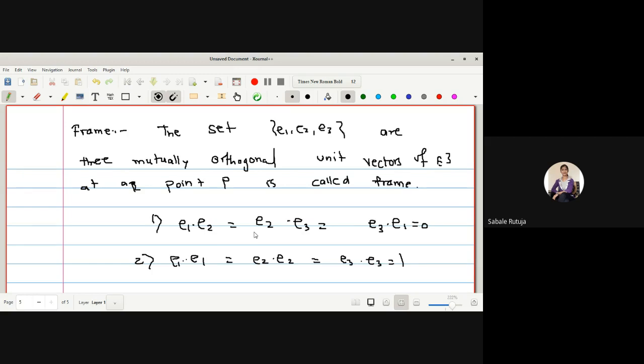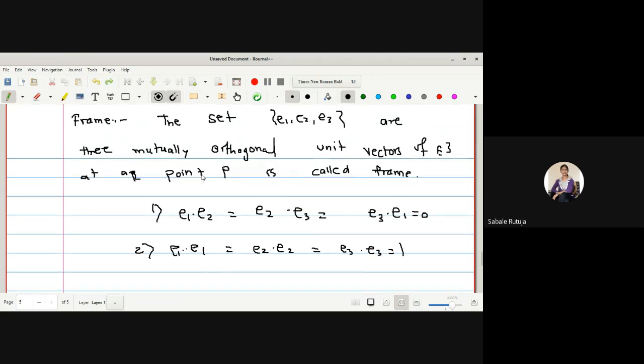E1, E2, E3 are nothing but simply the unit vectors along x, y, and z direction, which are perpendicular to each other. And if we take the dot product of E1 and E2, E2 and E3, and E3 and E1, we get 0. And if we take the dot product with itself, we get 1. I hope you have studied the terms orthogonal and orthonormal unit vectors.